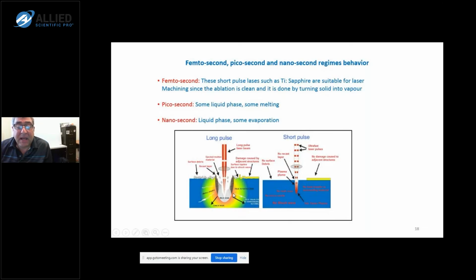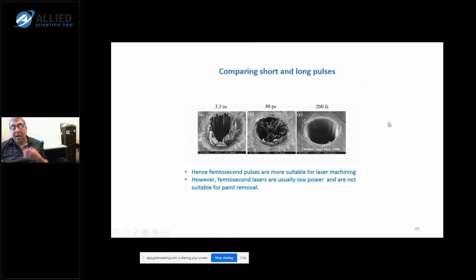So all these liquid physics phenomena start to appear when you go into longer pulses, which don't appear in case of short pulses. And here you can see a comparison of three regimes: 200 femtosecond, 80 picosecond, 3.3 nanosecond. This one is so neat and so clean, but for these ones, there's a lot of debris and melted areas around. So this is just a demonstration that longer pulses have these effects.